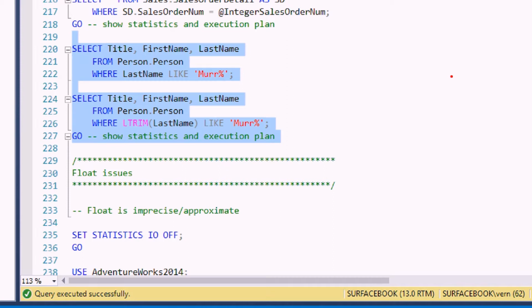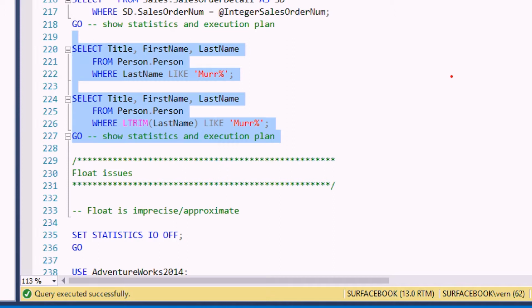You could change that from an L-trim to a left with a 4 around the last name, make it equal, and then you would have had the same kind of problem. If I put LEFT last name, 4, is equal to M-U-R-R, exact same thing.